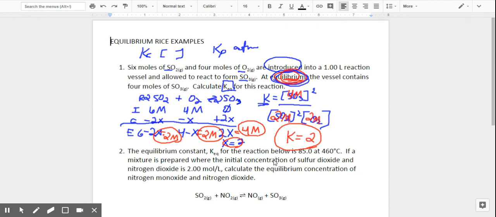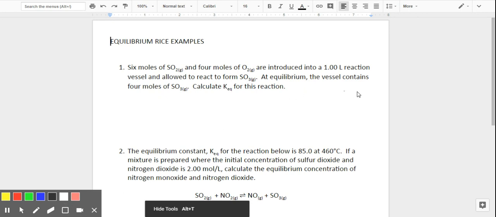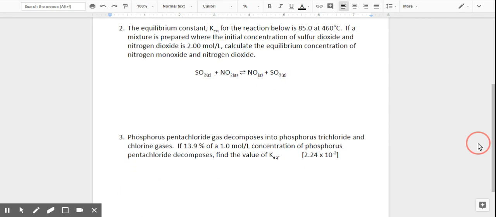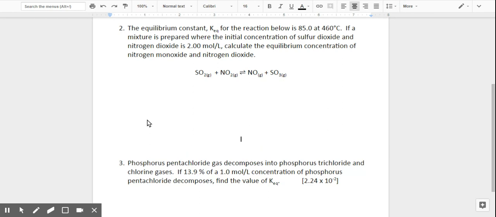So this is one way they can ask these equilibrium questions where you're trying to incorporate Rice charts. You see how they give me initial values, some piece of equilibrium value, and you're solving for K. Let's move on to the second example to figure out another way that they can ask a Rice table problem dealing with equilibrium. So let me scroll down here. We'll look at number 2. I'm going to give myself some space.